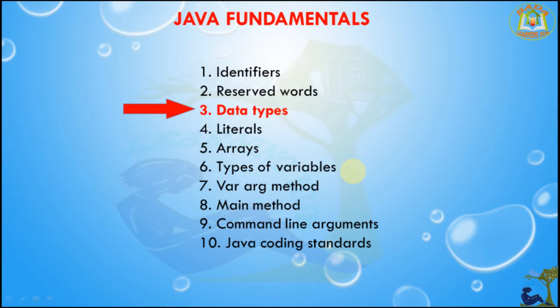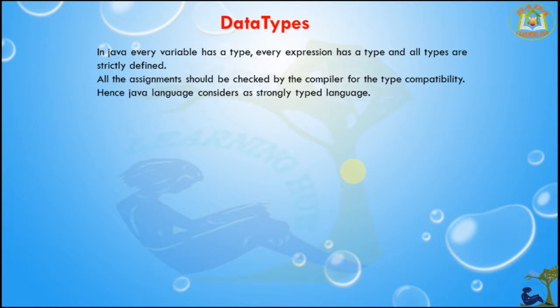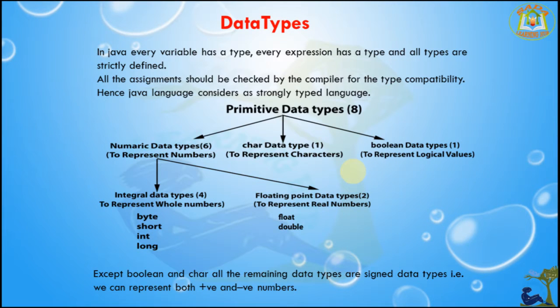Today's lesson is data types in the Java programming language. Every variable has a type, every expression has a type, and all types are strictly defined. Moreover, every assignment is checked by the computer for type compatibility. Hence, Java is considered a strongly typed language.